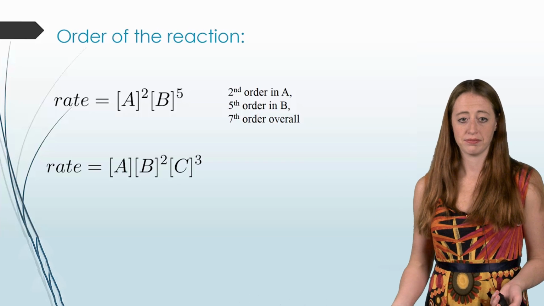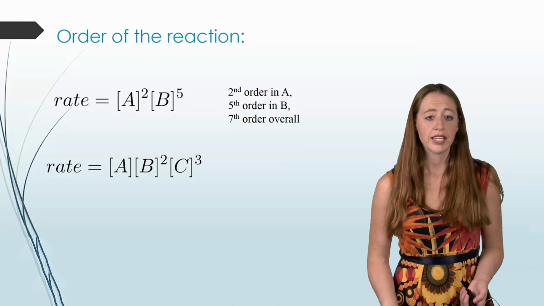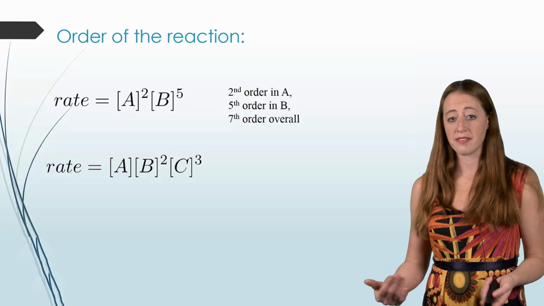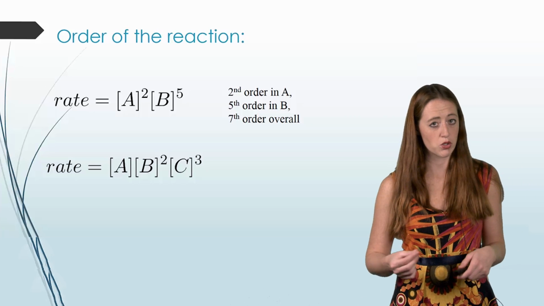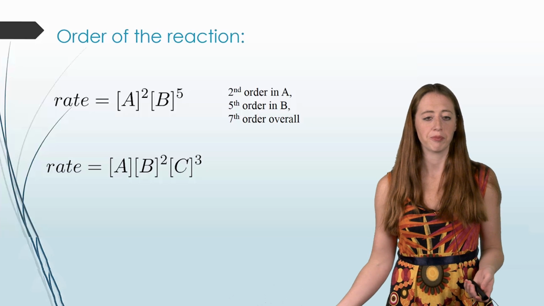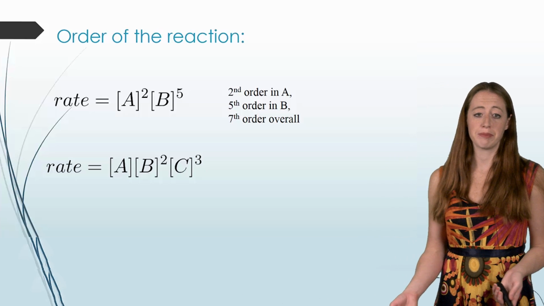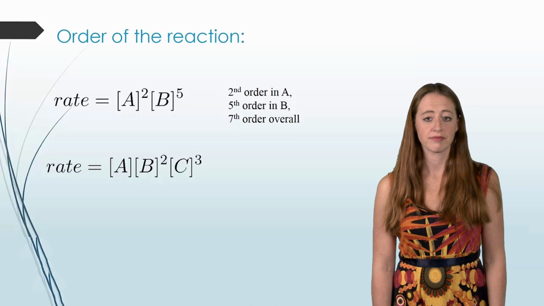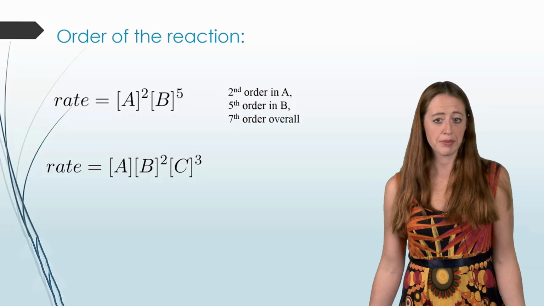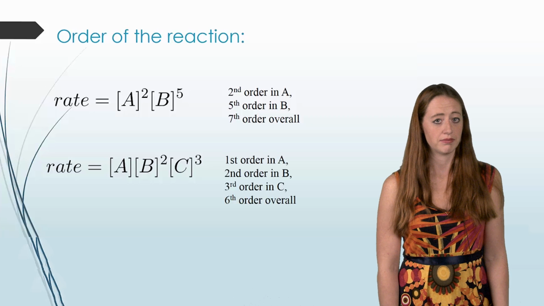Let's look at another one. Here, we would look at this and say that it is first order in A because the exponent is a 1. If there's no exponent listed, it's implied to be a 1. We would say it is second order in B, and third order in C. If we add all of these up, we end up with sixth order overall.